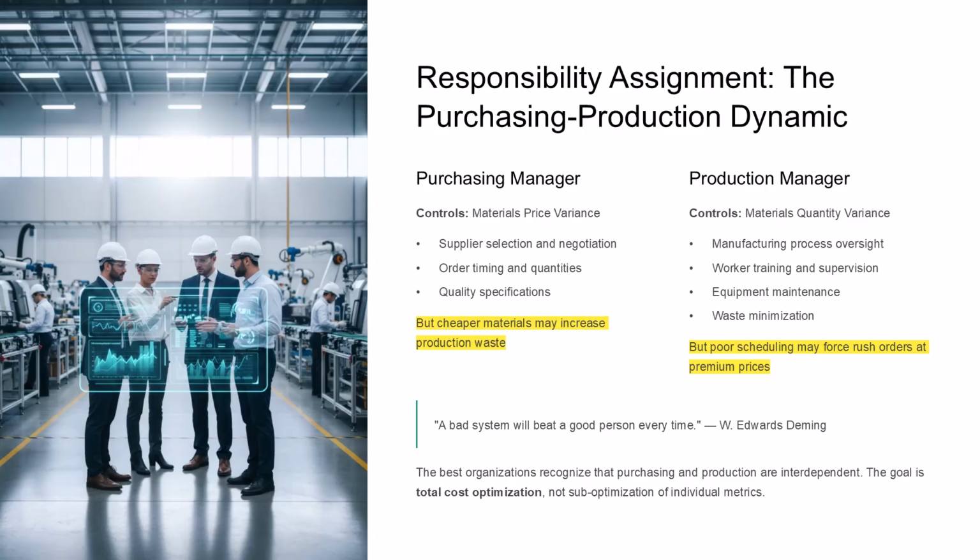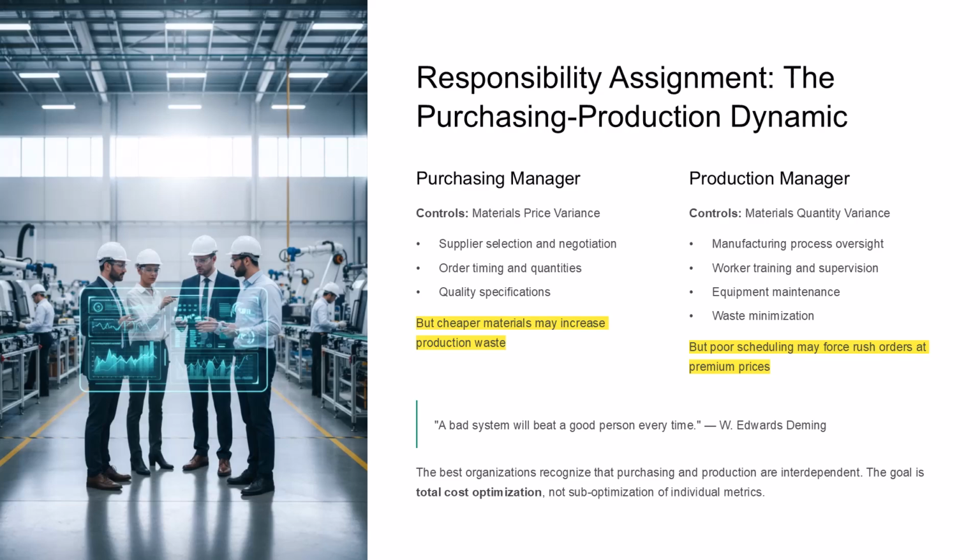Similarly, production can influence price indirectly. If production runs behind schedule or forecasts demand poorly, they might force purchasing to make rush orders at premium prices. If production damages materials through poor handling, purchasing has to buy more, potentially at unfavorable rates. The point is this: variance analysis isolates dimensions of performance, but it doesn't isolate people into silos. The best organizations recognize that purchasing and production are interdependent, that trade-offs exist, and that optimizing one variance at the expense of another is a losing strategy.